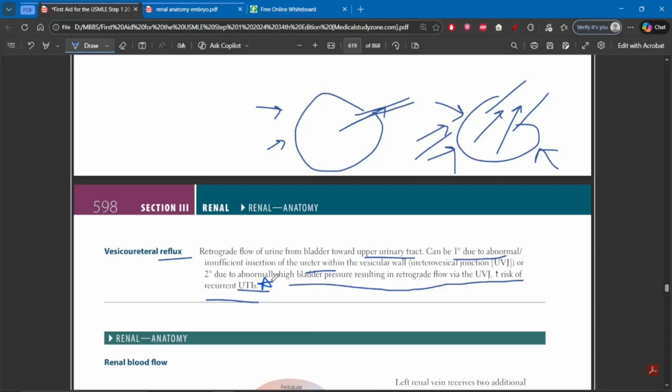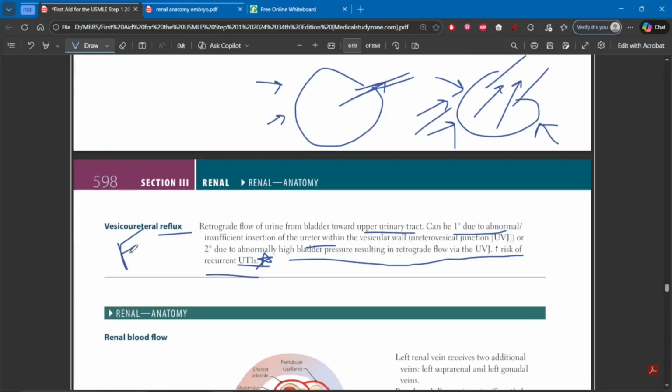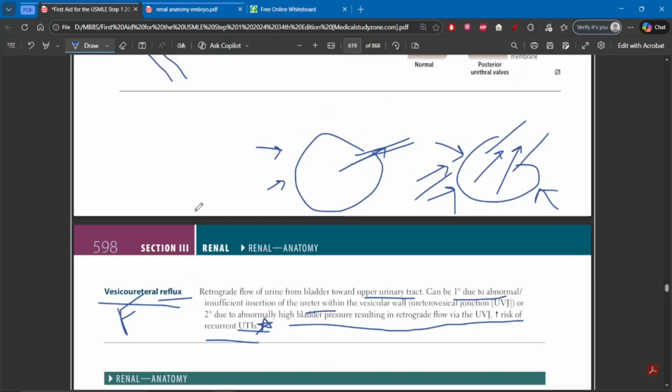So if a neonate, if an infant is getting recurrent UTIs, if she is female, mostly they mention female in the questions, because for males they really ask posterior urethral valves. But if there is a female patient with recurrent UTIs, then you must be looking out for vesicoureteric reflux. Any abnormality in the attachment of the ureter or any abnormality in the contraction of the bladder. You have to look at that.